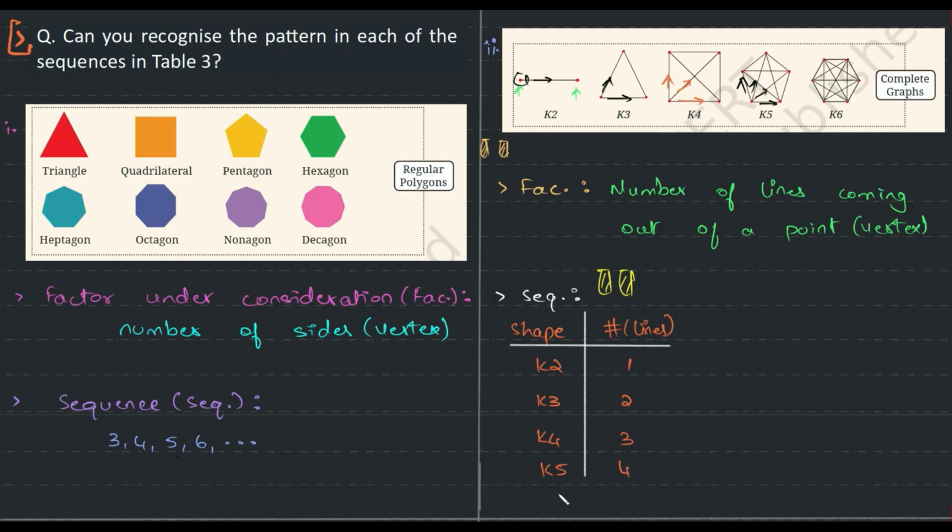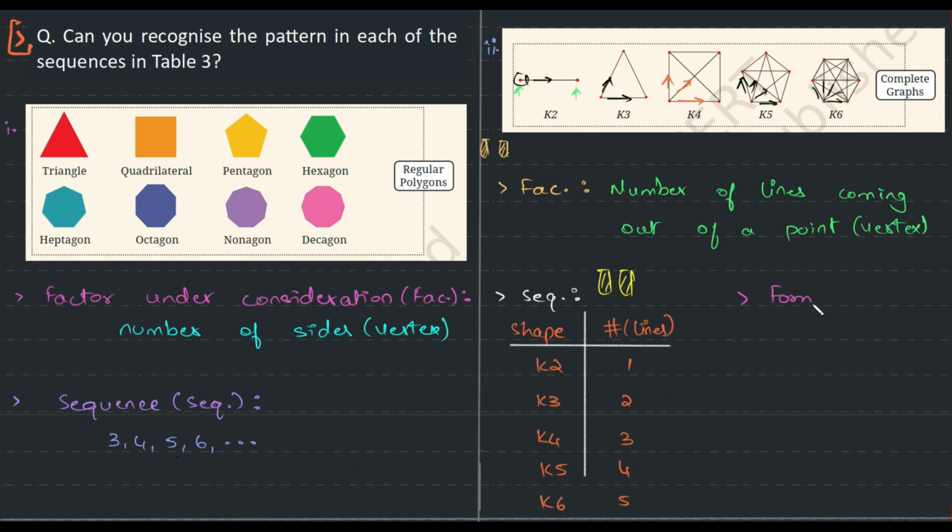Since we predicted, let's again verify that we are in the right sequence. K6 is supposed to have 5 lines coming out of a vertex. 1, 2, 3, 4 and 5. So there are 5 of them. So we got it right. Can you think of how many lines will be coming out of a vertex in, say, K100? Correct, 99 lines.